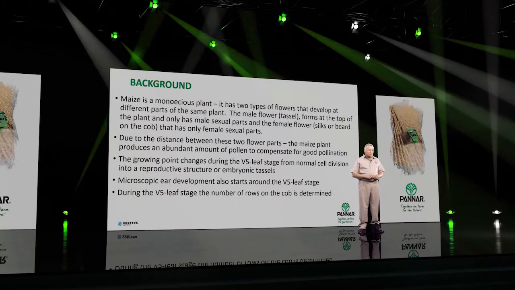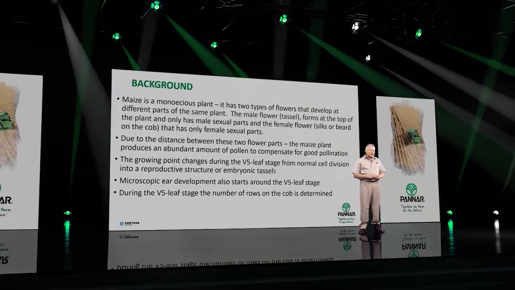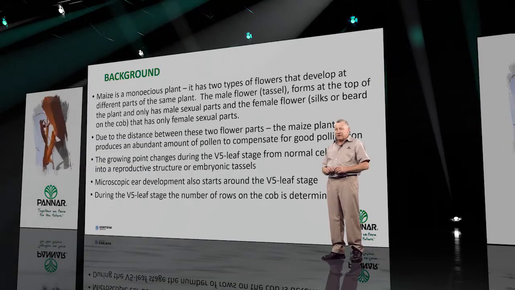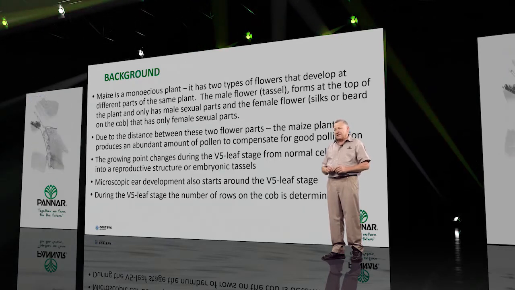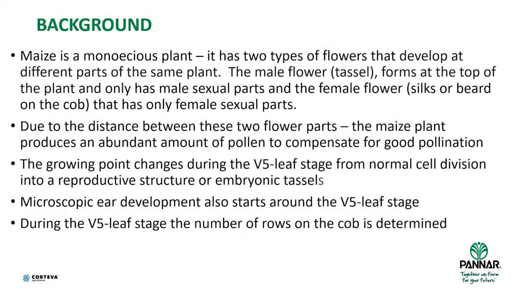Now, maize is a monoecious plant. It means that there are two types of flowers, a male flower and a female flower, on the same plant. The one is the tassel and the other one is the cob. And due to the distance between those two flowers, there must be an abundant amount of pollen for pollination to take place.